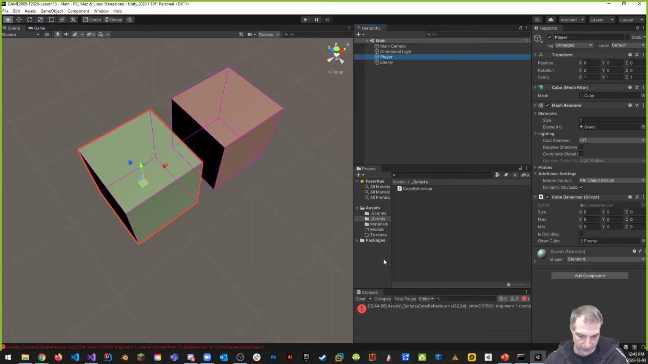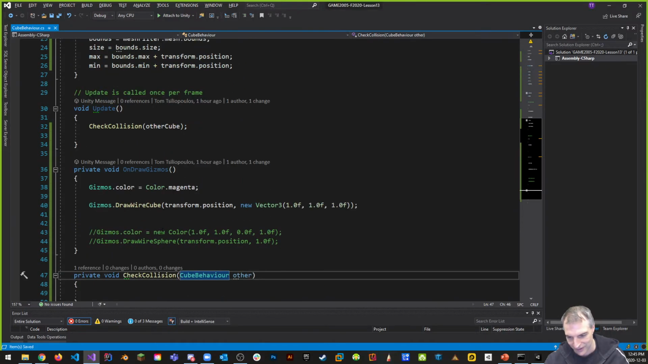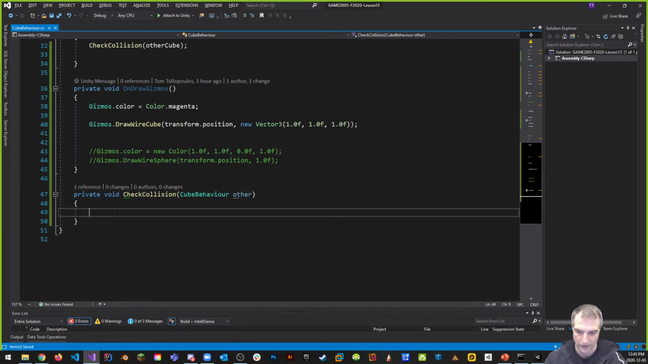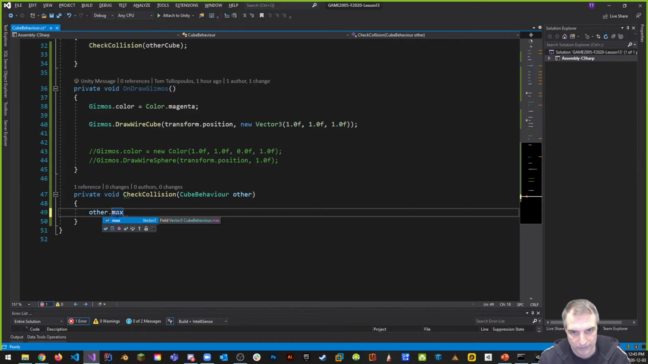So now if I go back, I should see that this is other cube. I want to do it again. So enemy. When I'm in the player, the enemy cube is the other cube. And when I'm in the enemy, the player cube is the other cube. Why did I do this? Because it saves me trouble. Because now other has all the properties of cube behavior. So I can say something like other dot and anything public, for example max, I have. I couldn't have that before if it was just a game object.